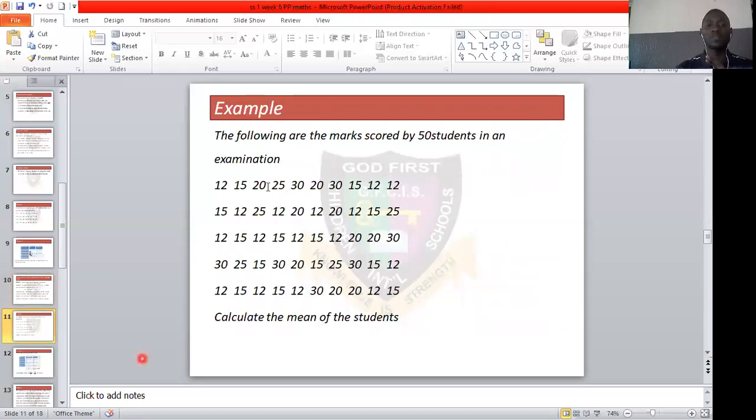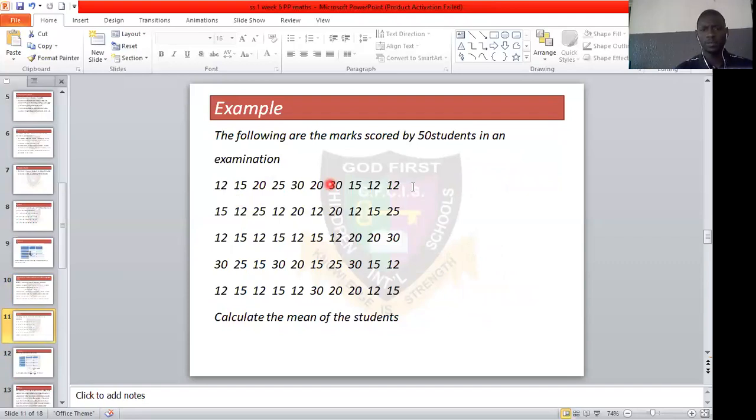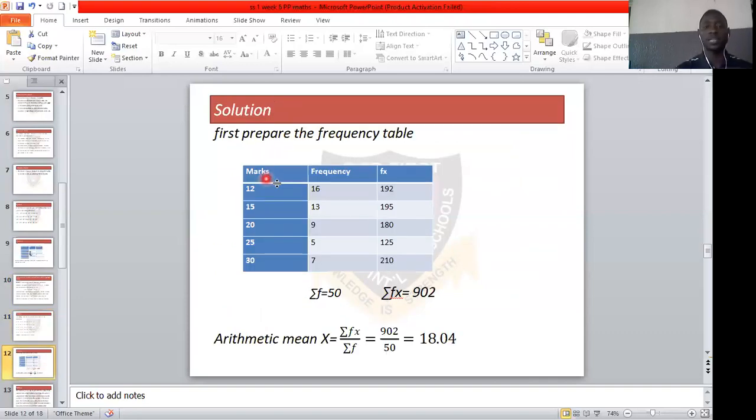You can see we have 12, which is the lowest number, down to 30. 12 occurs 16 times. Let's cross check: 1, 2, 3, 4, 5, 6, 7, 8, 9, 10, 11, 12, 13, 14, 15, and 16. That's correct, so 12 occurs 16 times. This is the first tally, the first column, the item column. 12 times 16 will give you what?